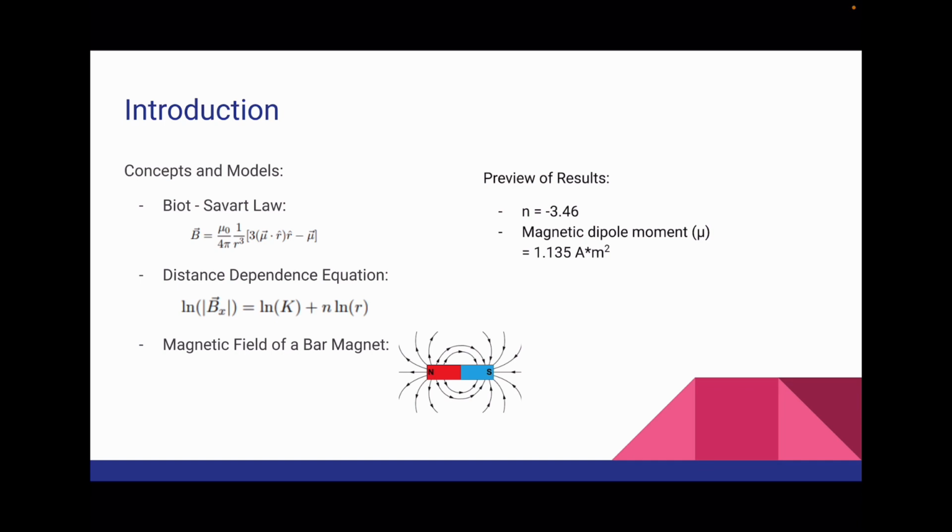One model that will be used is the magnetic field of a bar magnet, which runs from the north to south end of the magnet and highly resembles the electric field of an electric dipole. As a preview of the results, from the distance dependence equation, n is equal to negative 3.46, and the magnetic dipole moment of the bar magnet was found to be 1.135 amps times meters squared.